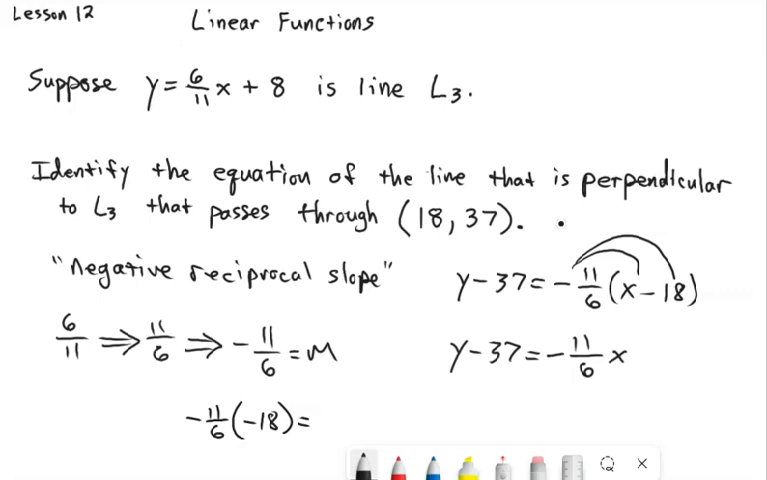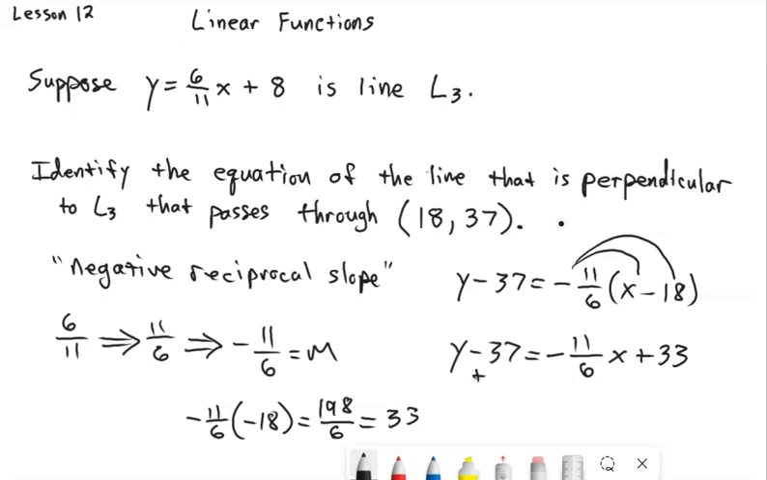Negative 18 times negative 11 is positive 198 over 6. And 6 goes into 19 3 times with 1 left over, and then it goes into 18 3 times, so it should be 33. Okay, so 180 and 18, 198. Yep, okay, so 33. And so this is going to be plus 33.